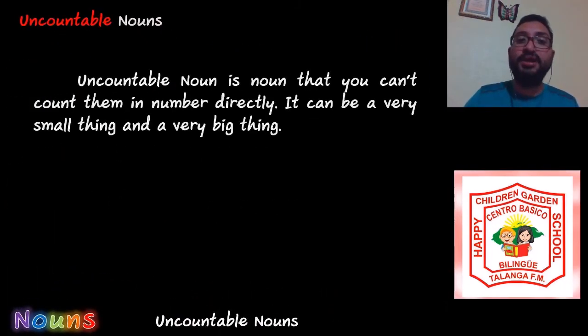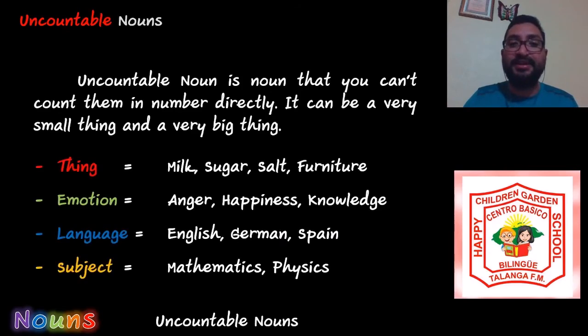Now, uncountable nouns. An uncountable noun is a noun that you cannot count directly. So you cannot put a number on it. They are very big things or very small things. For example, milk, you cannot say you have one milk or two milk, or sugar or salt or sand, very small things, or very big things. In emotions, you cannot put a number on the emotions. You have anger, you don't have one anger, two anger.